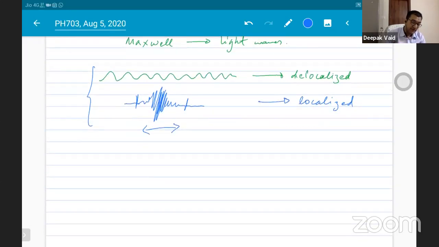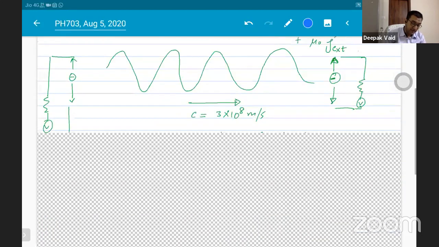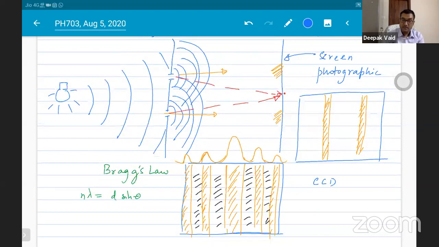Because if it's localized, then how is it that in Young's double slit experiment, we are observing interference, right? Because if light comes in these small packets, then these packets should pass through these slits. These are my slits. These packets should pass through these slits and just fall on the opposite screen, and they should just make bright spots in two different places.